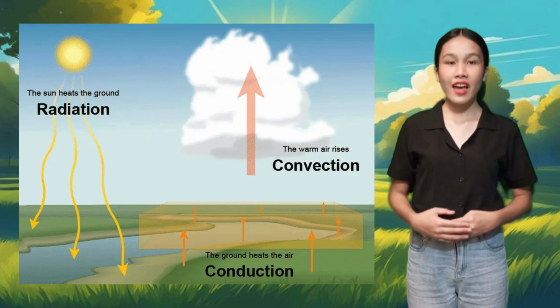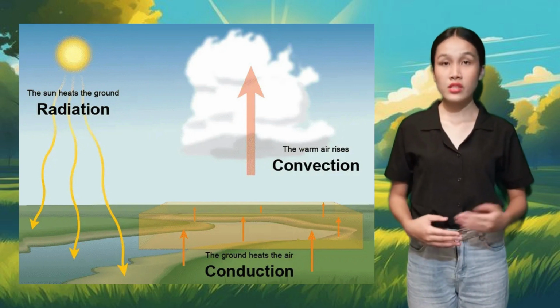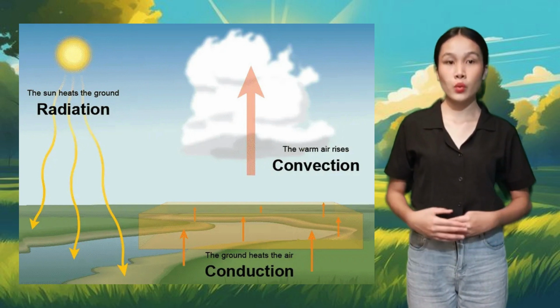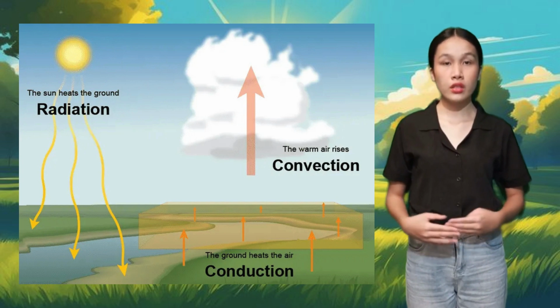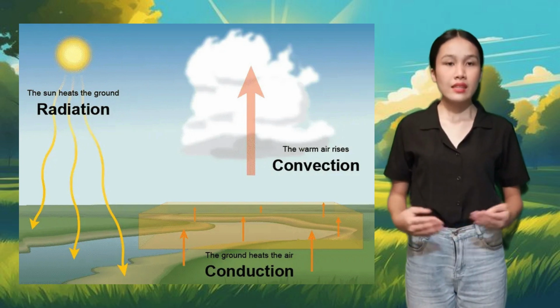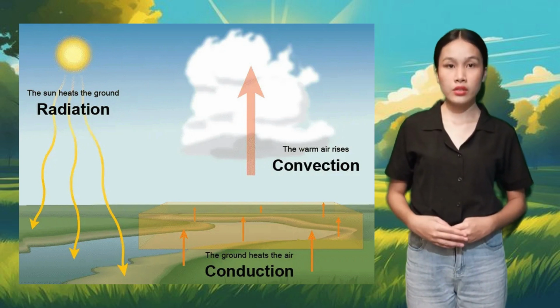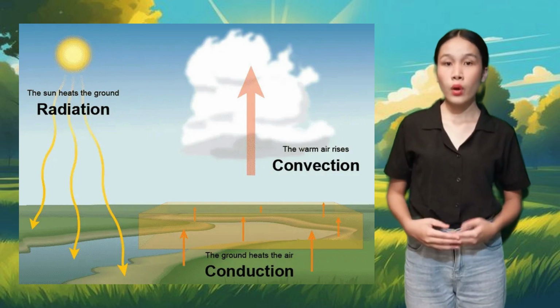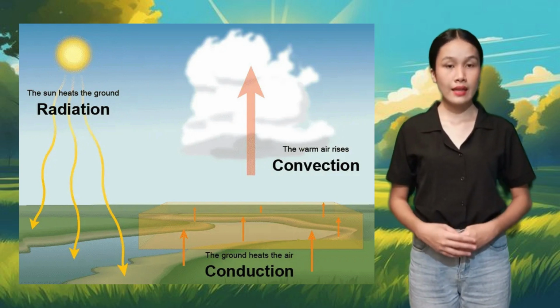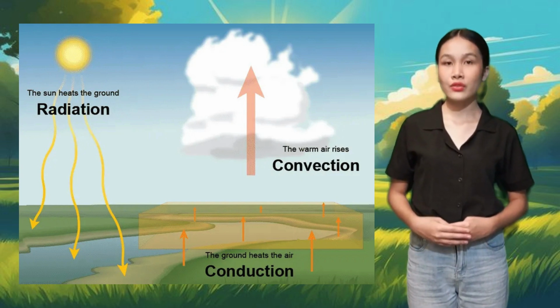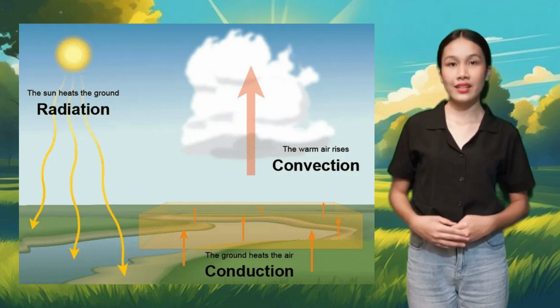So, the Sun's energy reaches Earth, warms the surface, and then the surface warms the air above it through conduction and convection. This is like a pot of water on a stove. The heat from the stove warms the bottom of the pot, and then the hot water rises, creating currents. But here's the key to understanding Earth's climate. It's all about balance. Earth must emit as much energy as it receives to maintain a stable temperature.